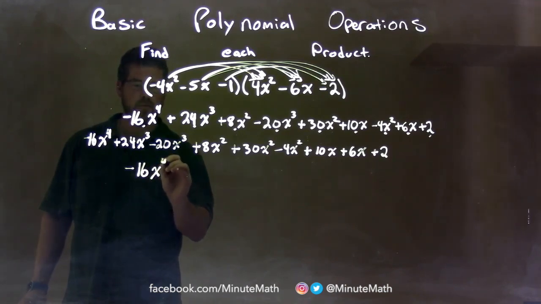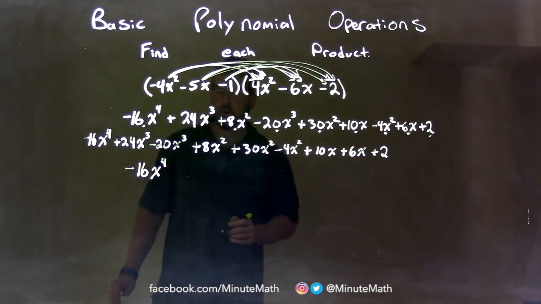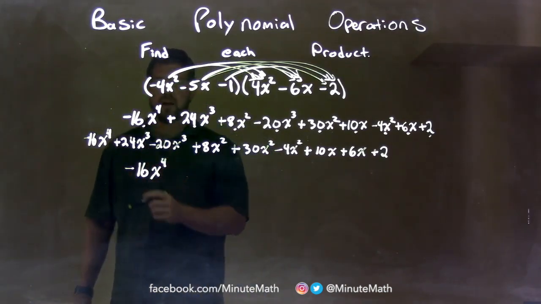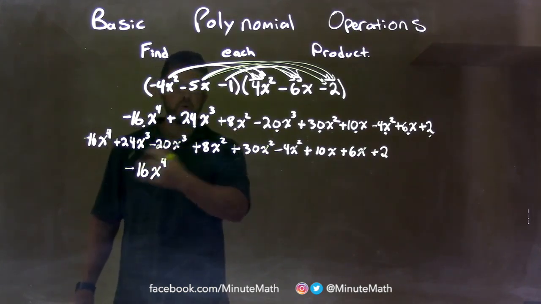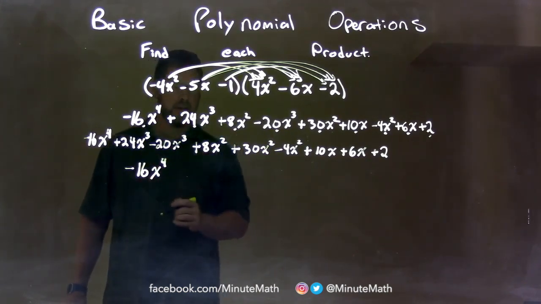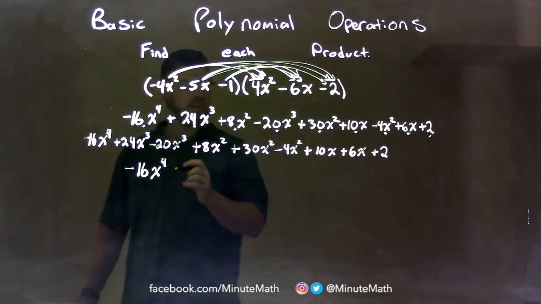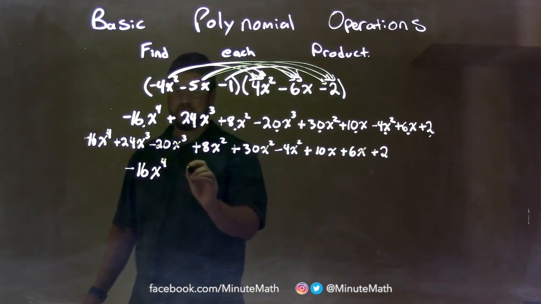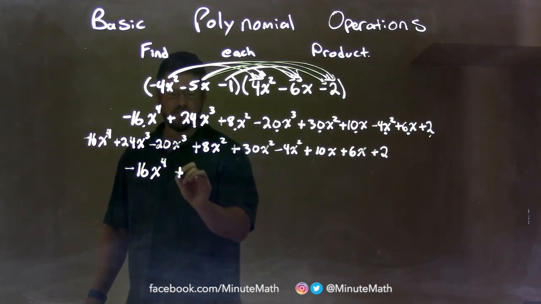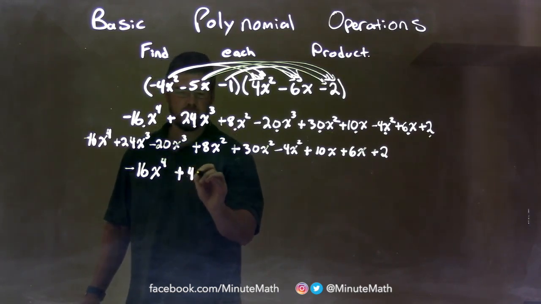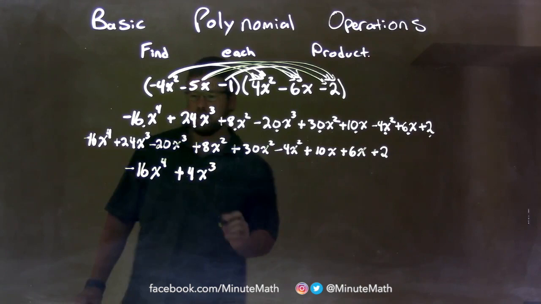x to the 4th power. So now to the 3rd power. Well, 24x to the 3rd minus 20x to the 3rd is just 4x to the 3rd, right? That's the only one to the 3rd power. So we're good there. We have just 4x to the 3rd power.